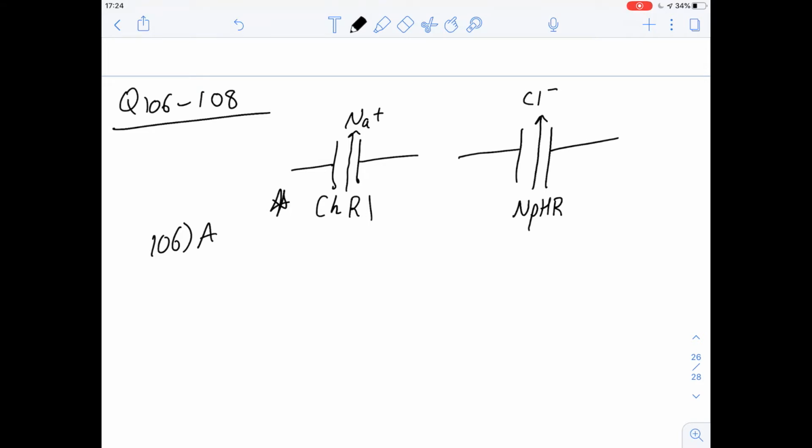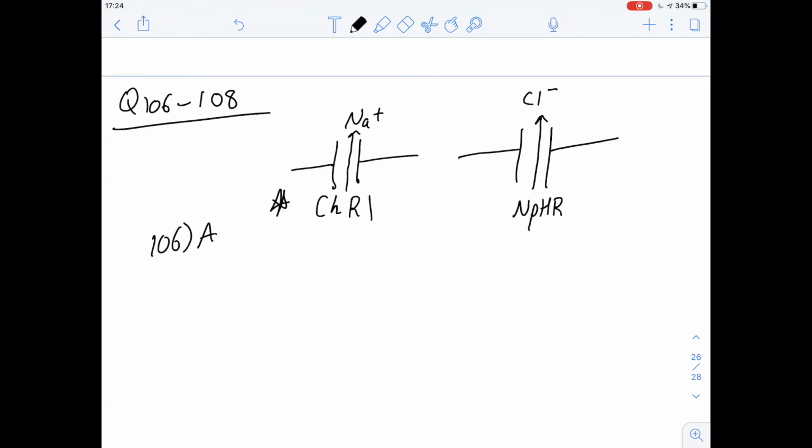C says it increases the production of synapses. Synapses obviously are the connections between neurons, but the presence of these light sensitive channels won't activate the neuron by increasing the production of synapses. And then D says it increases the storage of neurotransmitters in vesicles. These channels are for ions, and they activate a neuron by allowing depolarization.